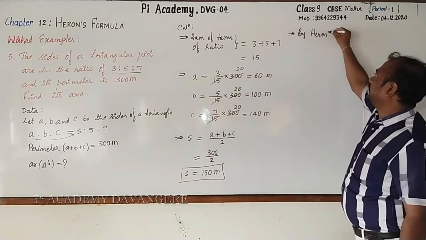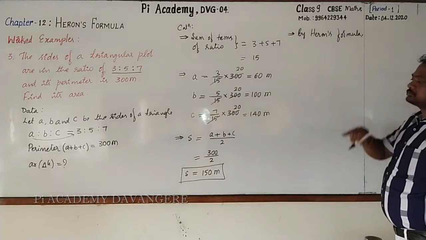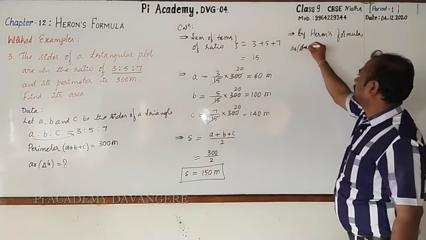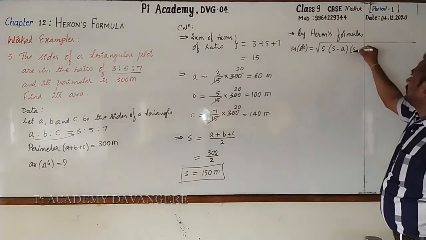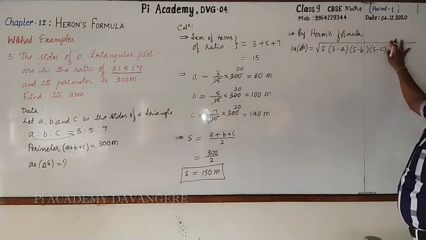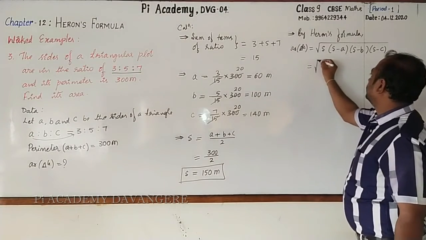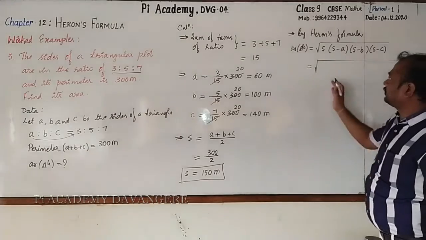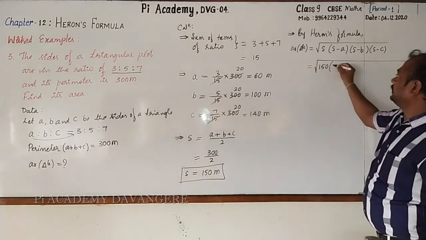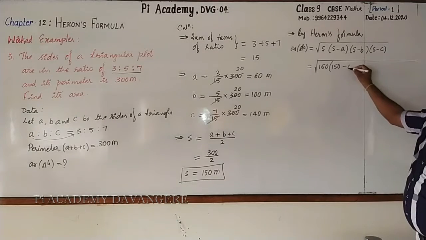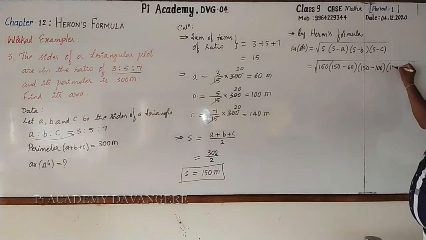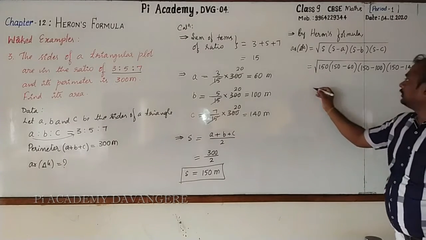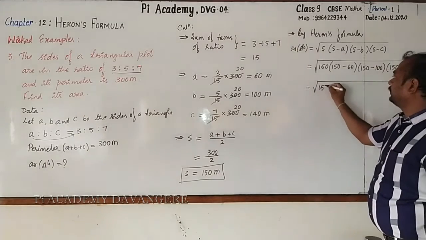Here I write. By Heron's formula, we can write area of triangle is equal to square root of S into S minus A into S minus B into S minus C. This is equal to square root of, now go for substituting, S is 150 into 150 minus A, it is 60, into 150 minus B, which is 100, into 150 minus C, this is 140. Followed?